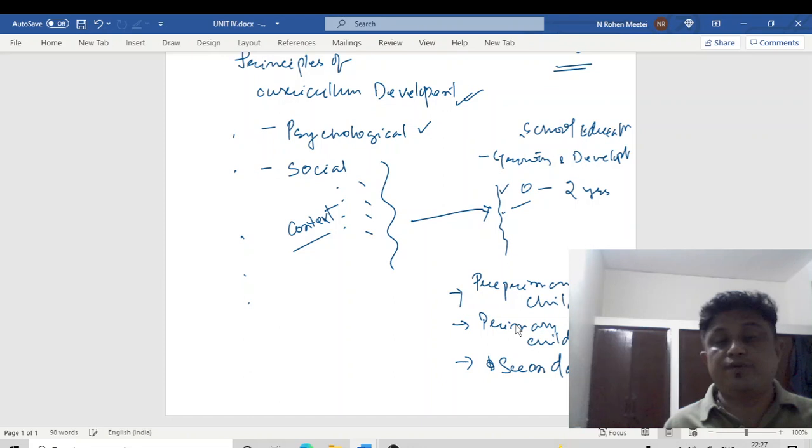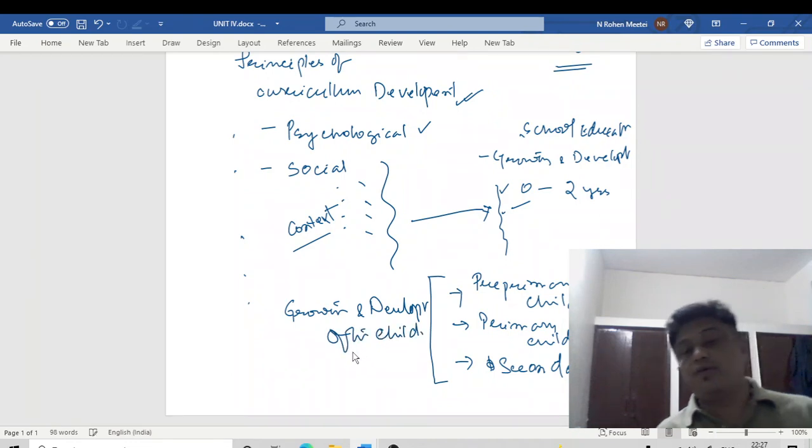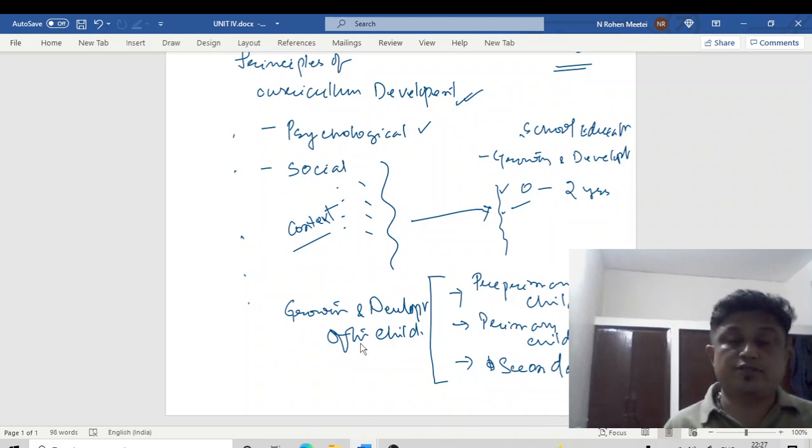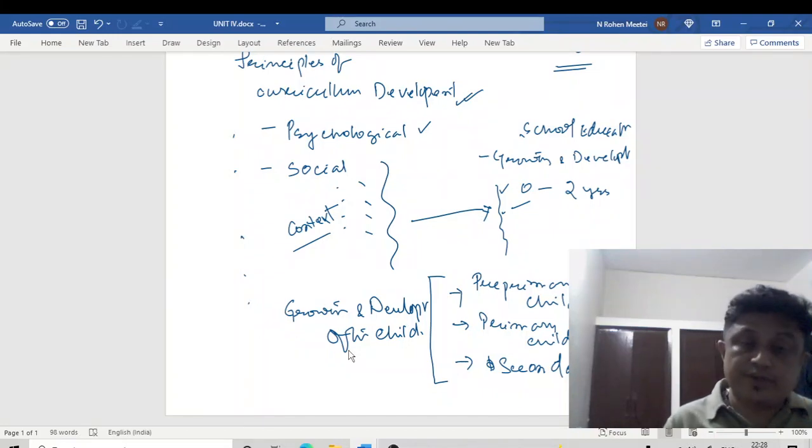When we say pre-primary, primary, which is sometimes also known as elementary, and secondary, these classifications are also with respect to the growth and development of the child. All this formal classification of the schooling process has different levels, like pre-primary, primary, sometimes lower primary, middle primary, upper primary, secondary, and higher secondary. Different categorizations exist at different times, but all are with respect to the growth and development of the child.